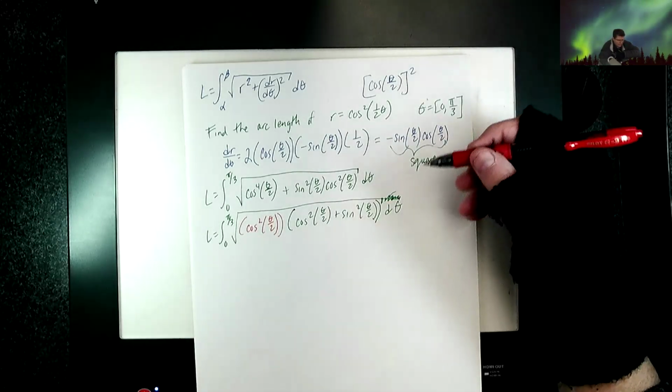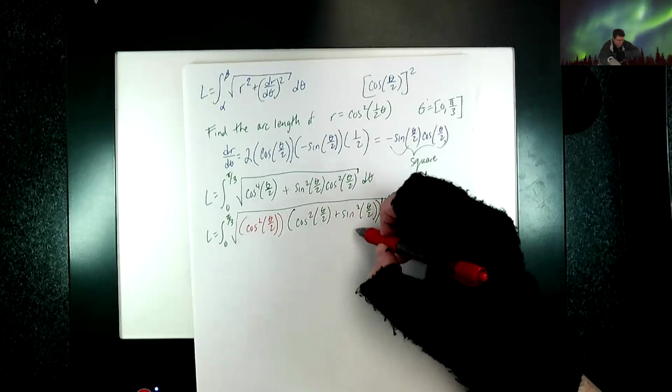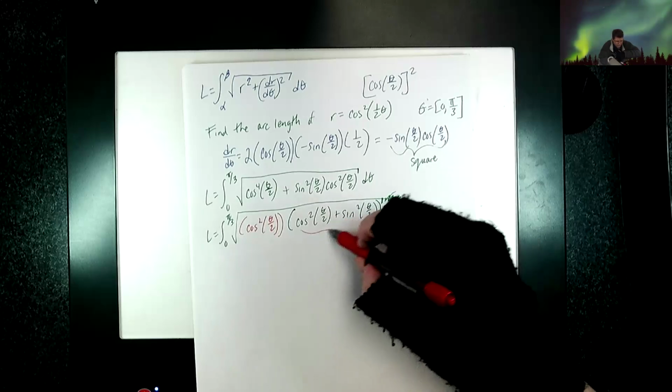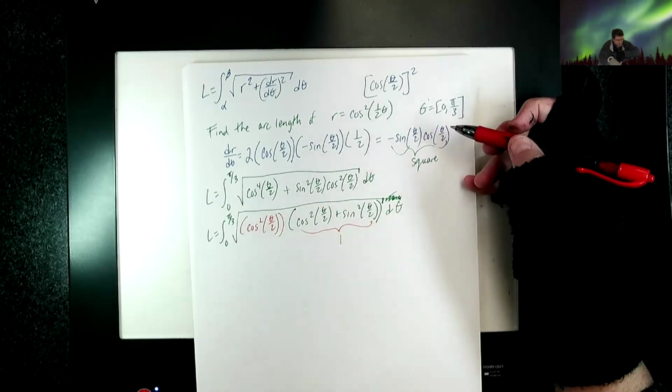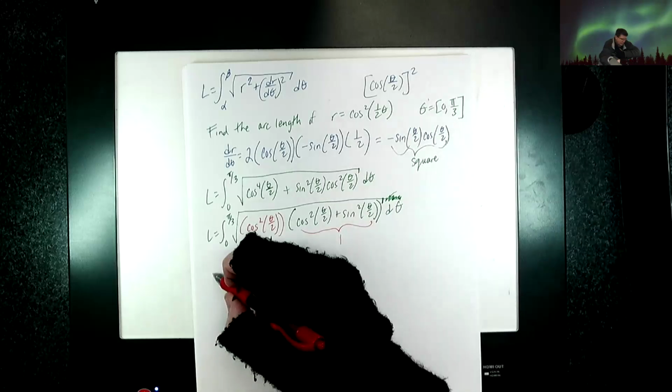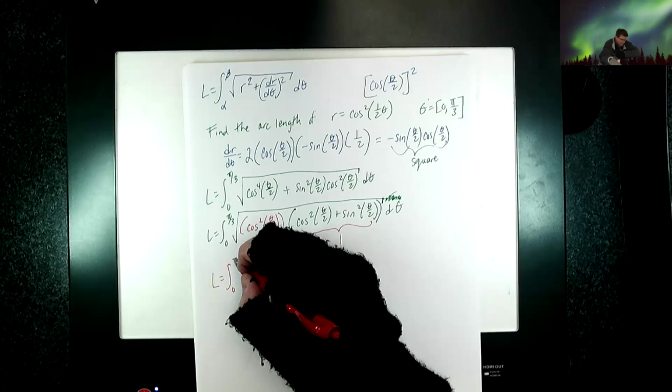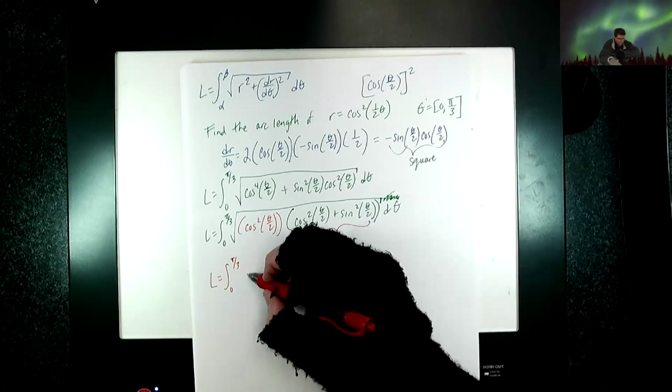And it doesn't matter that it's θ/2. These are both the same angle. Cosine squared A plus sine squared A is 1. So I really just have the square root of cosine squared, and that's just cosine.